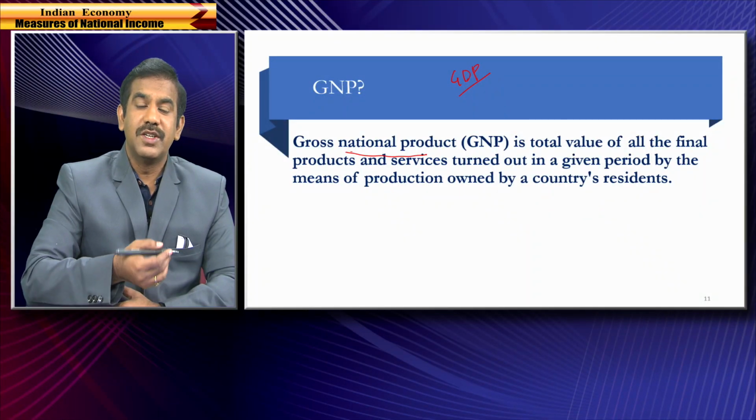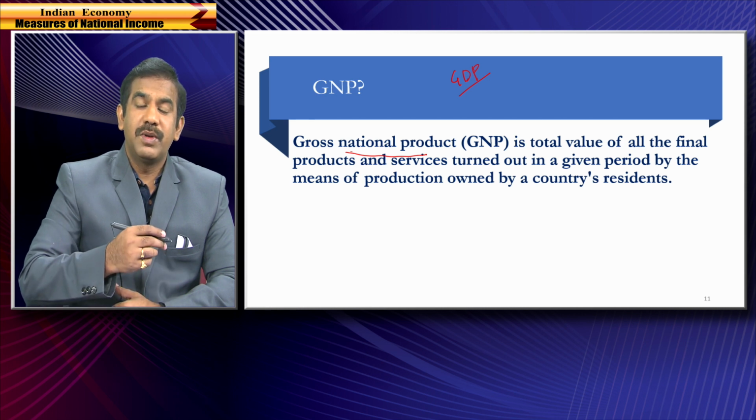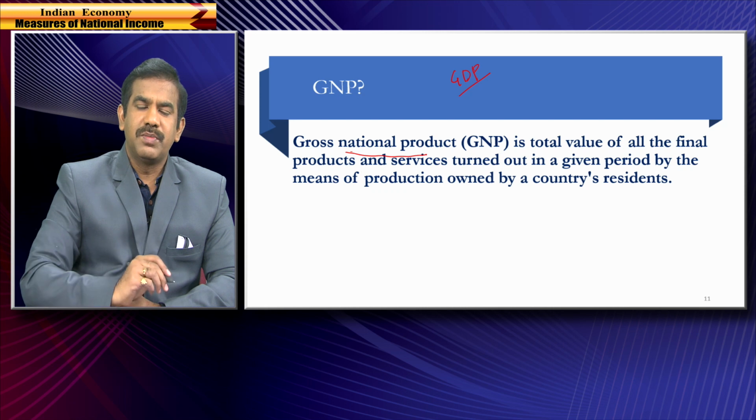He is an Indian citizen. He is an Indian national. His nationality is Indian. And hence, any amount of money your brother makes, even outside India, is part of our GNP. But the money he makes outside India is not considered part of our GDP. That's the only difference. So GDP is a domestic product, GNP is a national product.